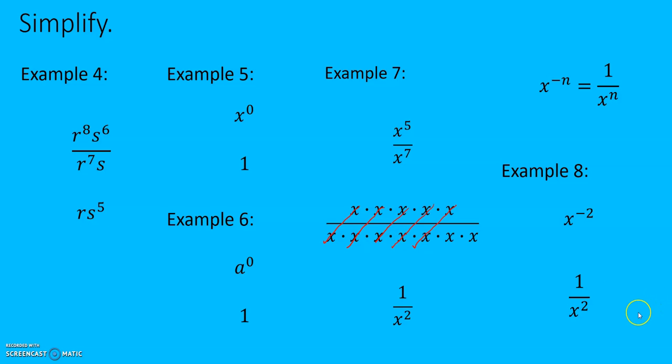Example 8, x to the negative 2 equals 1 over x squared. Example 9, 3 to the negative 2 is 1 divided by 3 squared. 3 squared is 9, so it's 1/9.